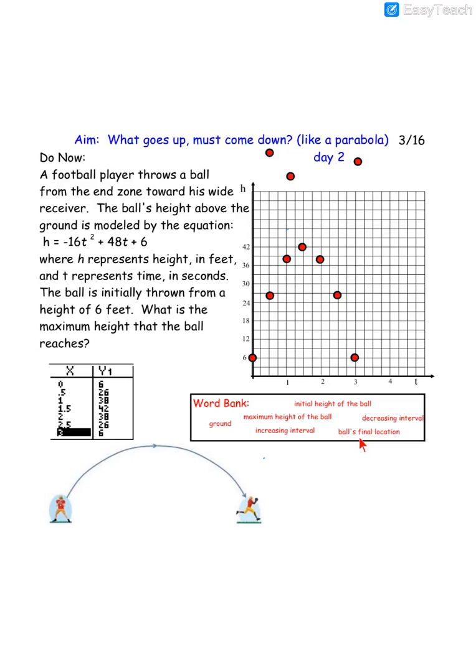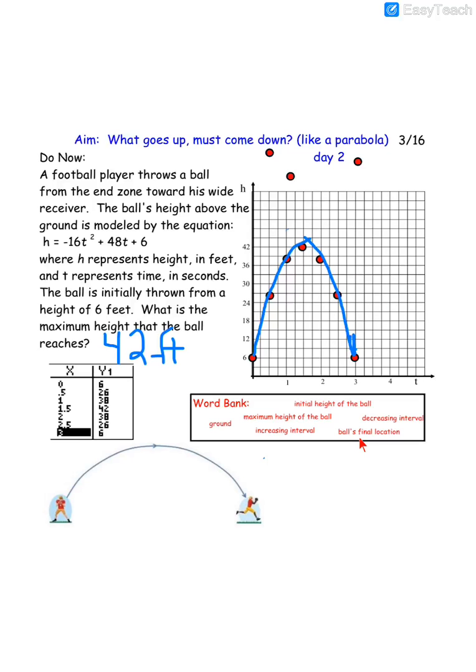Okay, so the first thing I'm actually going to do is connect the dots. So it starts and it stops at 0 to 3, because at this point, it doesn't actually hit the ground because someone actually catches it. Hopefully that makes sense. All right, so let's see. What is the maximum height that the ball reaches? So the ball reaches, and I think it is 42 feet.